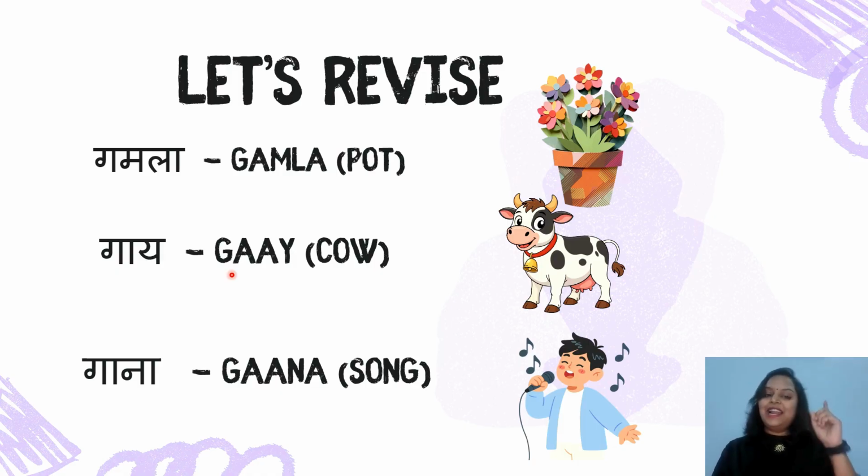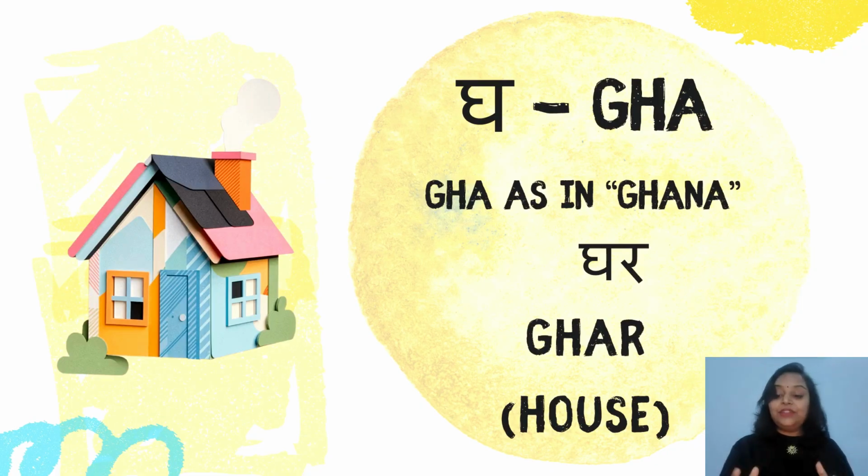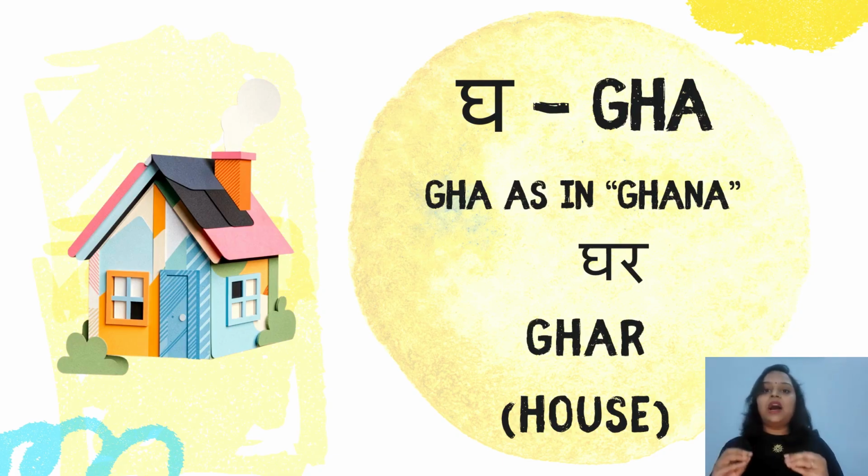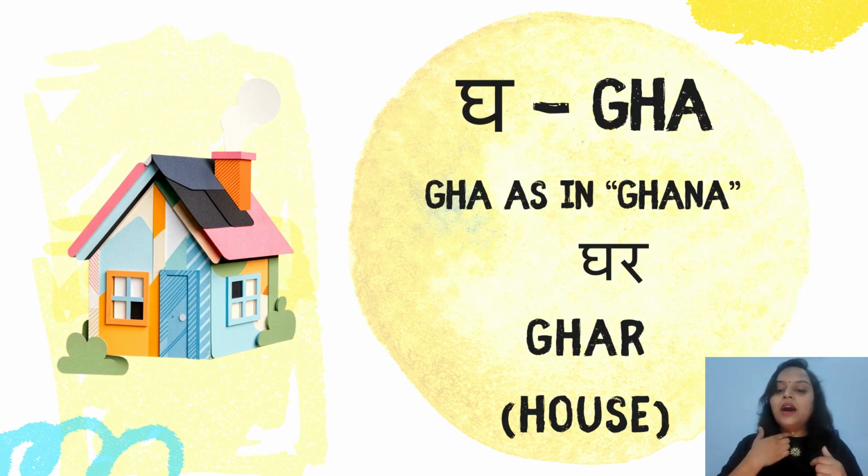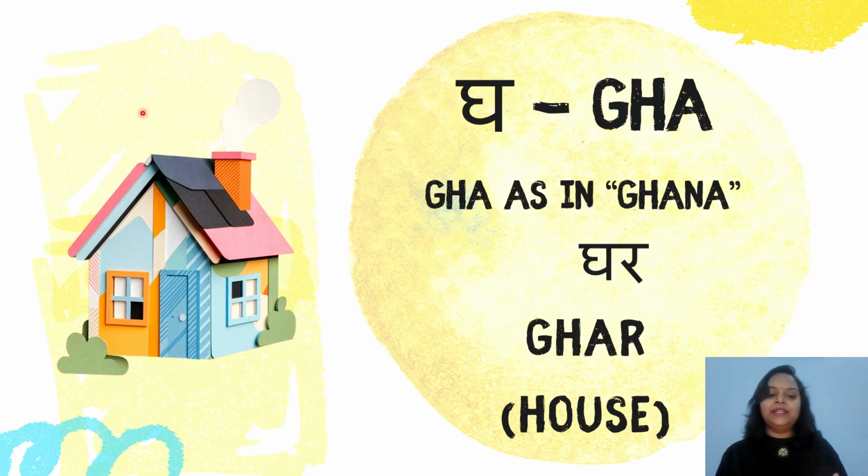Very good, learners. Let's move on to the fourth consonant, that is Gha. Yes. So the fourth consonant is Gha. And as I already told you, when you add an H or a breath sound in Ga, it will become Gha. Gha, coming from the back of your mouth. And one example starting from Gha is Ghar. As you can see, Ghar. House in Hindi is called Ghar.